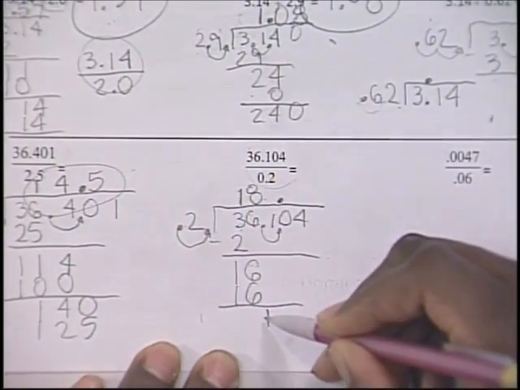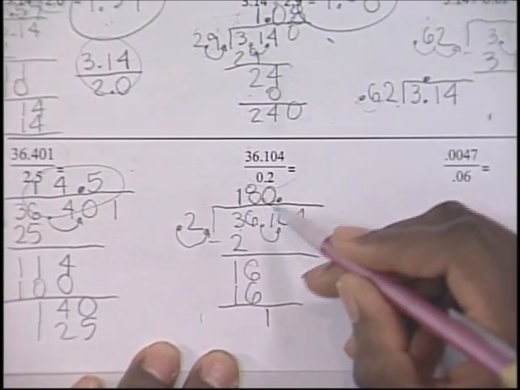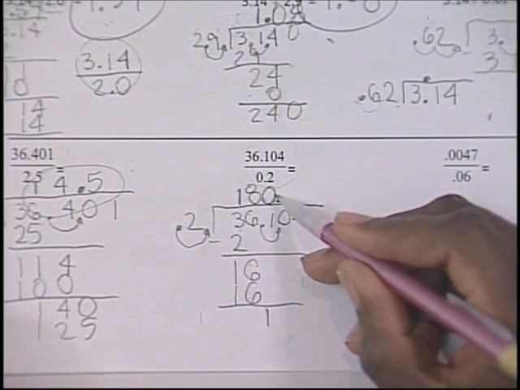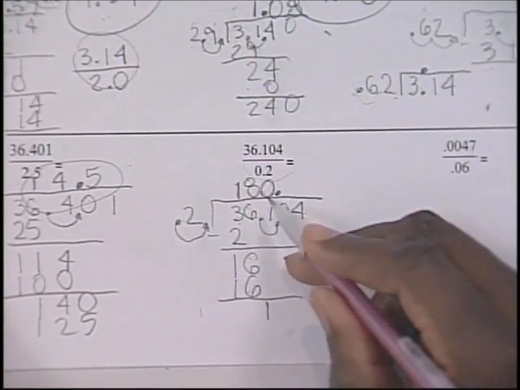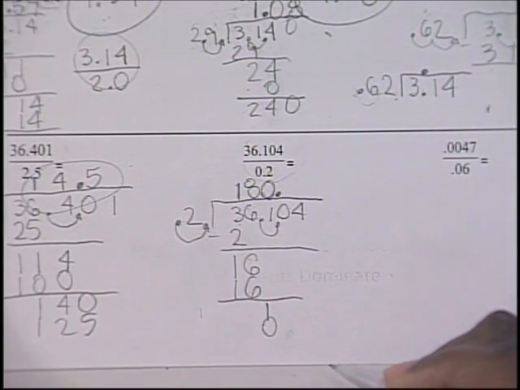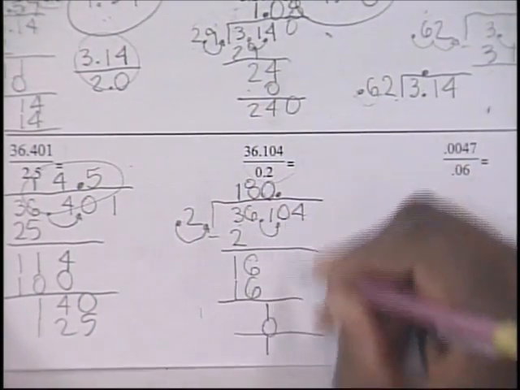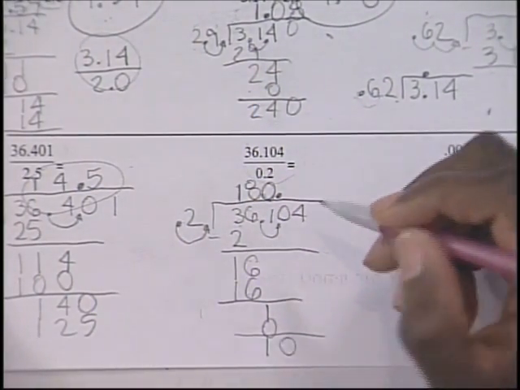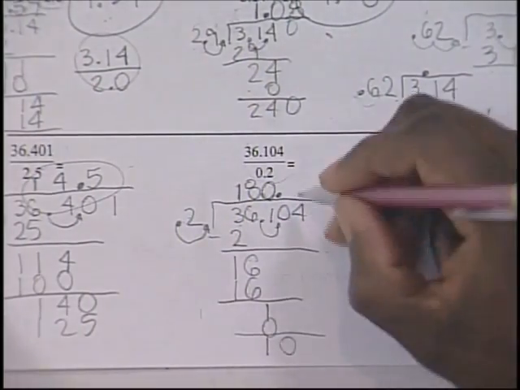How many times does 2 go into 1? 0 times. After division, we multiply. 0 times 2 is 0. After multiplication, we subtract again. You subtract, you get 1. You bring down the 0, and then after you bring down, we divide again. 2 goes into 10 5 times.